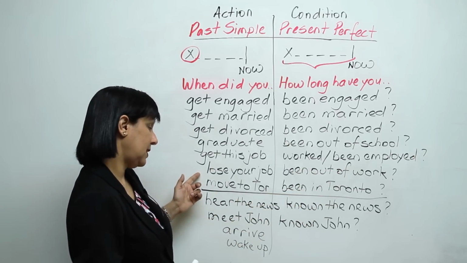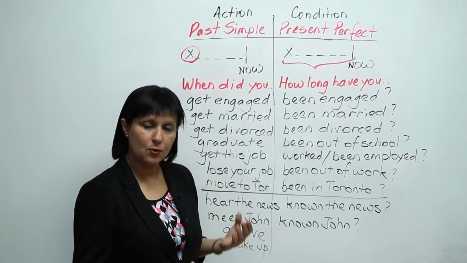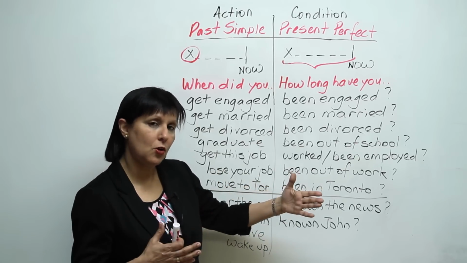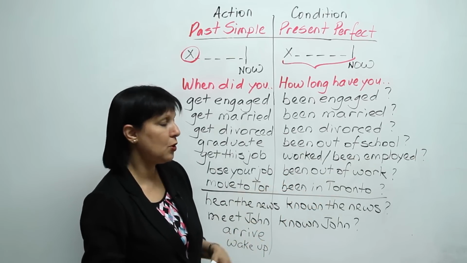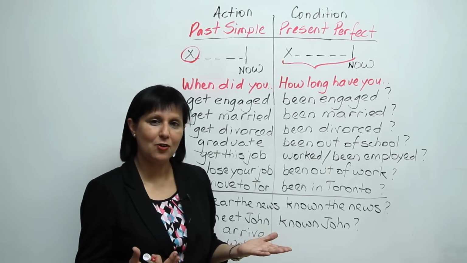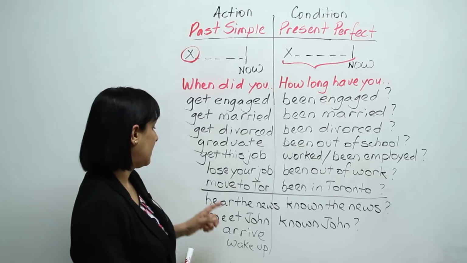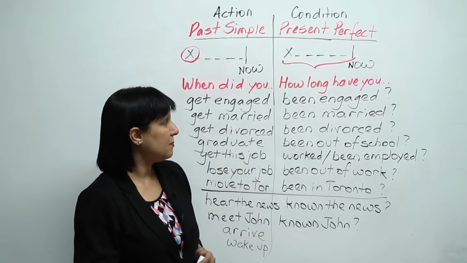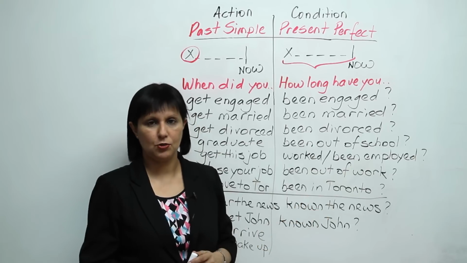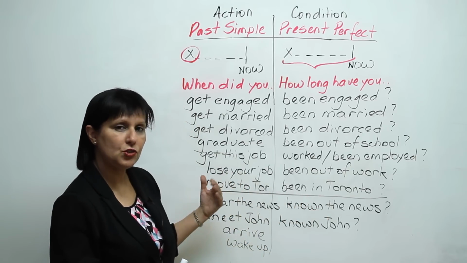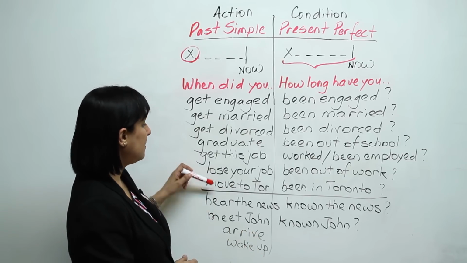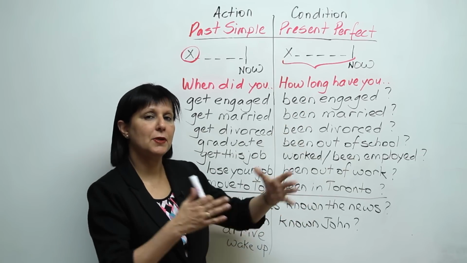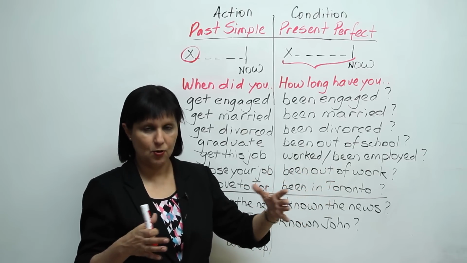All right? Again, bad news. When did you lose your job? When? So now we're asking the day or the date or the month. But if you want to know how long somebody doesn't have their job, then we would say, how long have you been out of work? Or how long have you been unemployed? Okay? When did you move to Toronto? Okay, that's one question. Present perfect question would be, how long have you been in Toronto? Okay? Again, the question is asking for different kinds of information. Here, the question is asking for the action and the time exactly when something happened. And here, the question is asking about a condition or how long that condition existed or that status existed.